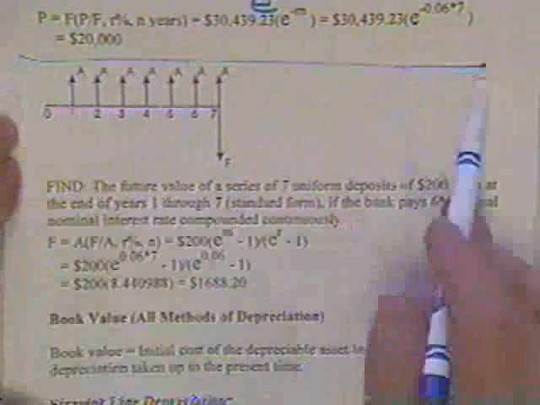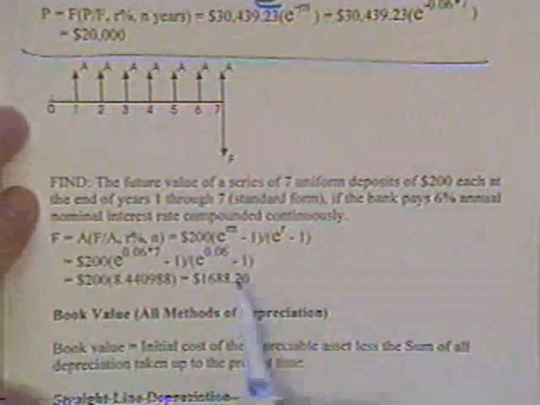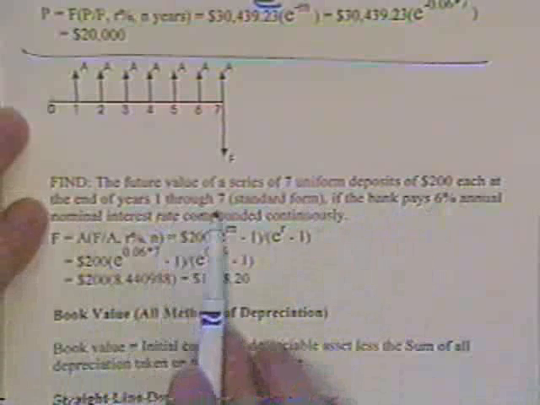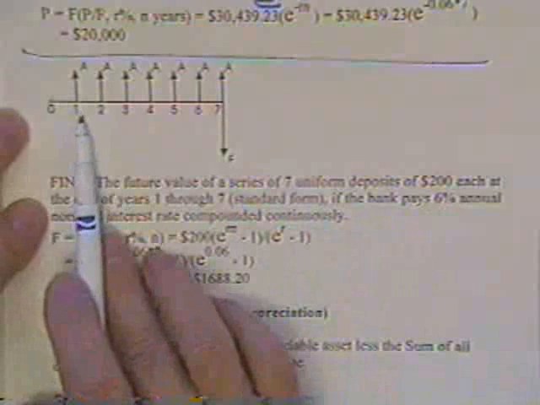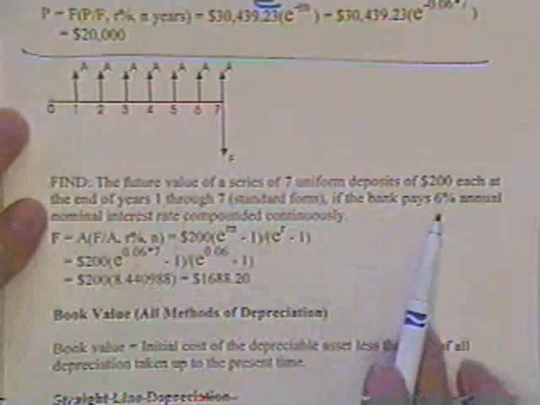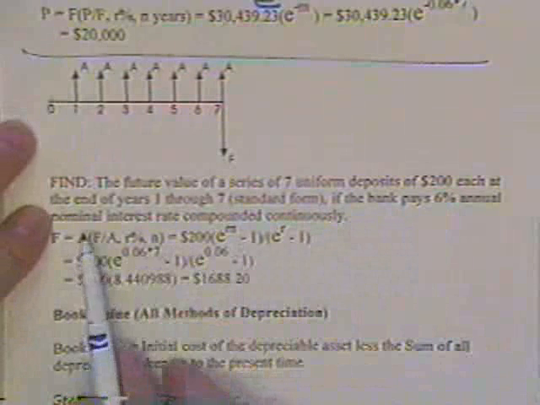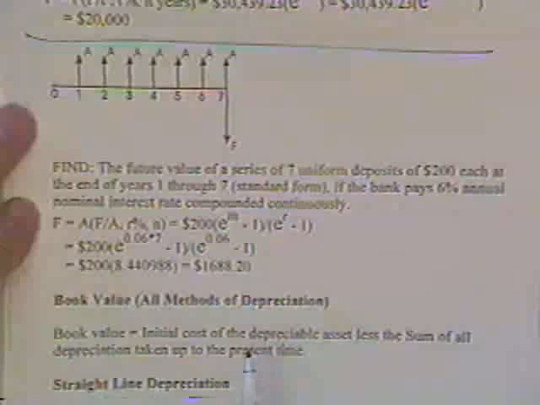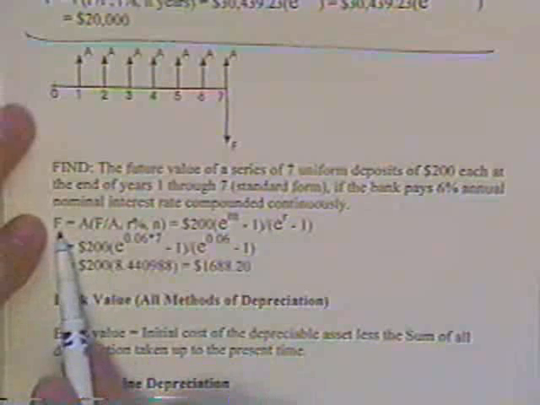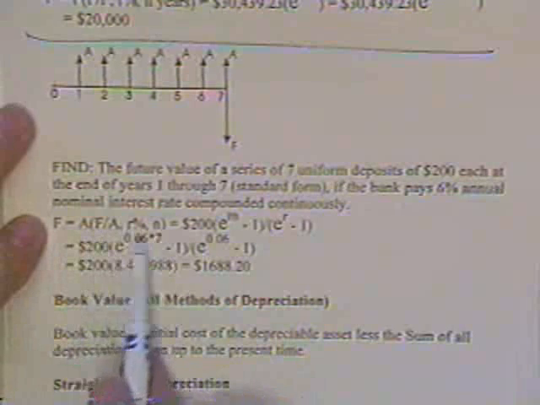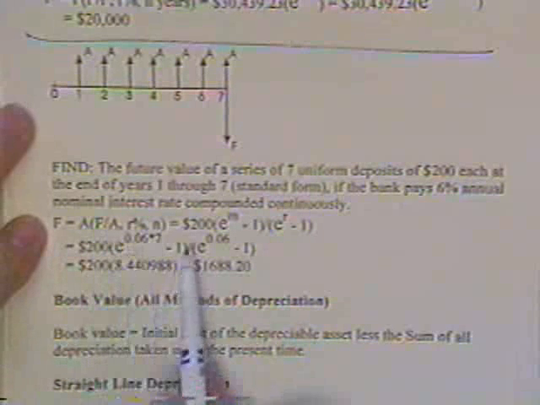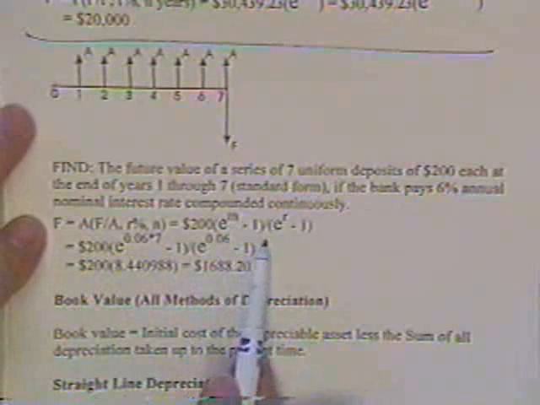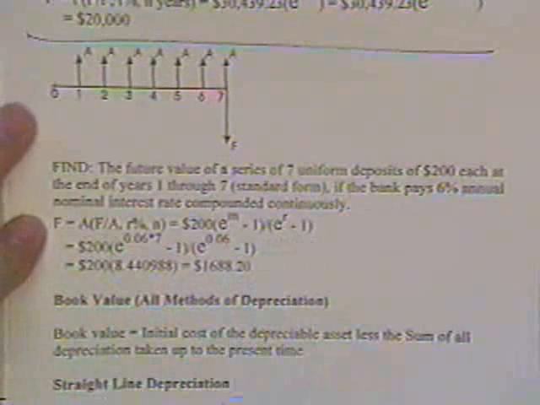All right, now then, find the future value of a series of 7 uniform deposits of $200 each at the end of years 1 through 7. That's standard form because he's putting his annuity in the right time position. If the bank is willing to pay you 6% annual nominal interest rate, but is willing to compound it continuously. You'll find that equation in the book also. F is equal to, in our notation, F over A, R%, N. But the equation for it is e to the Rn minus 1 divided by e to the R minus 1.